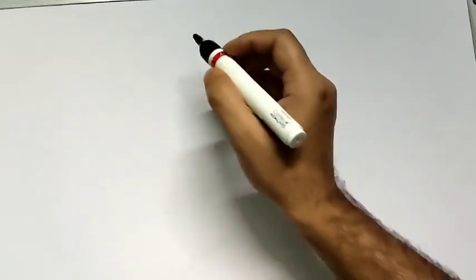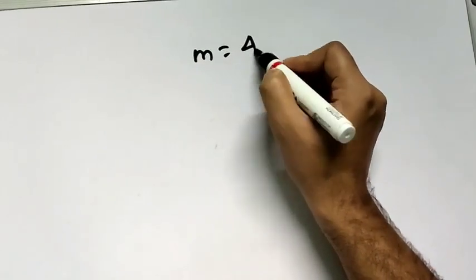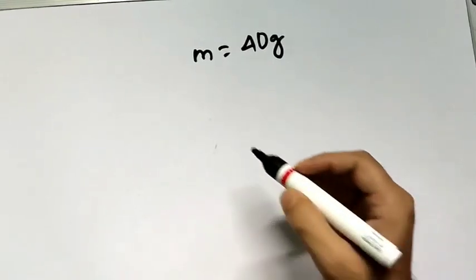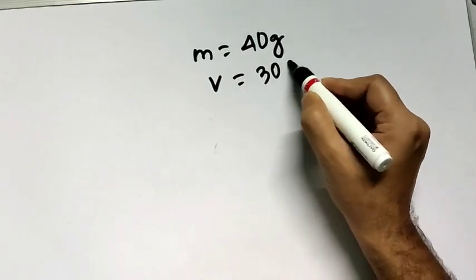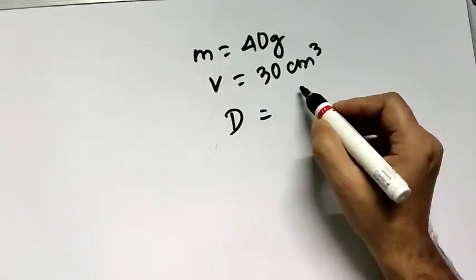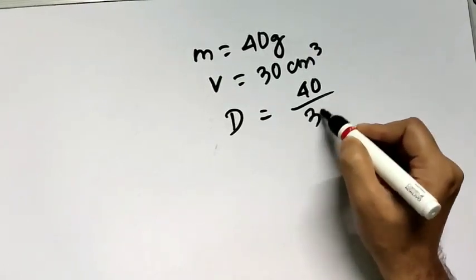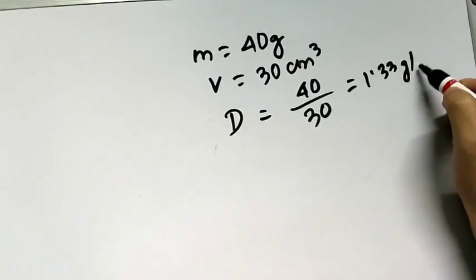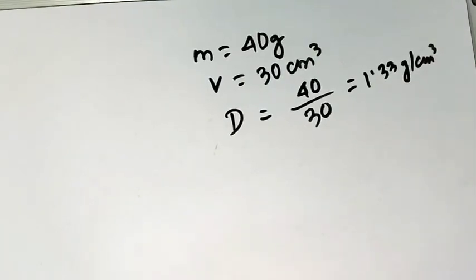Now let's take the next numerical example. The question says a piece of coal has a mass of 40 gram. That means M equals 40 gram. And the volume is 30 centimeter cube. Now we need to find the density and relative density. When mass and volume are given, finding density is very easy. That means mass per volume, and it becomes 1.33 gram per centimeter cube, right?